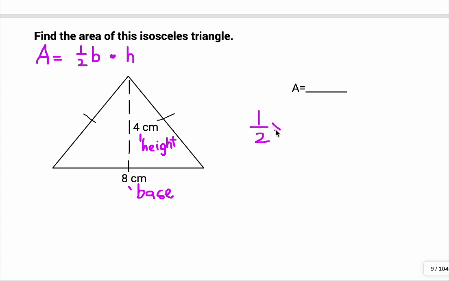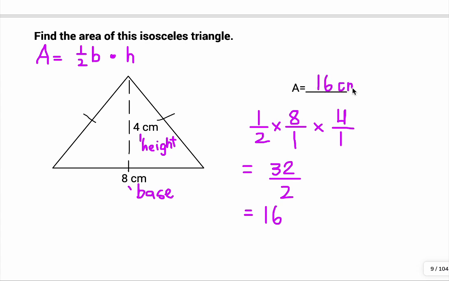So we're going to do half times 8 over 1, also 8, and we are going to multiply that by 4 over 1, also known as 4. So now we have 32 over 2, and that equals 16 when you divide. So our area will be 16 centimeters squared.